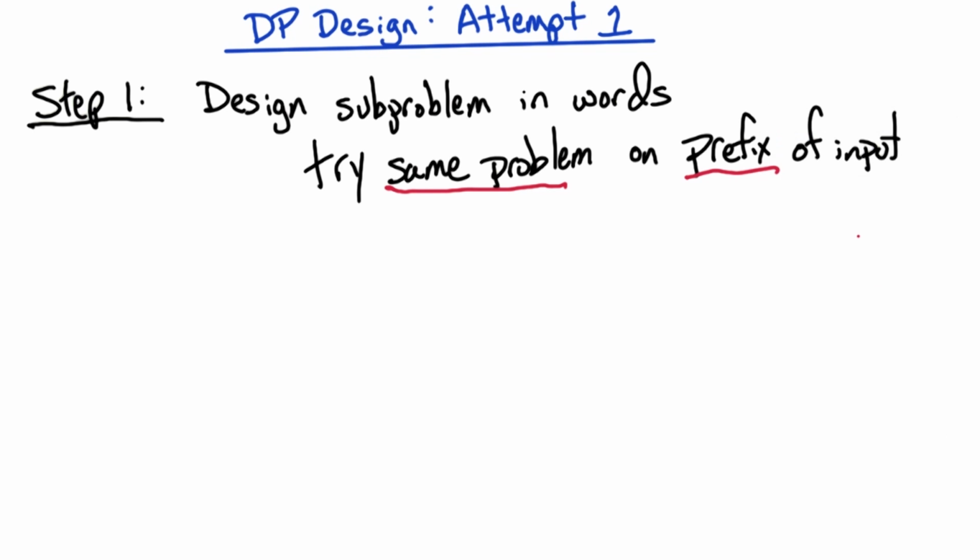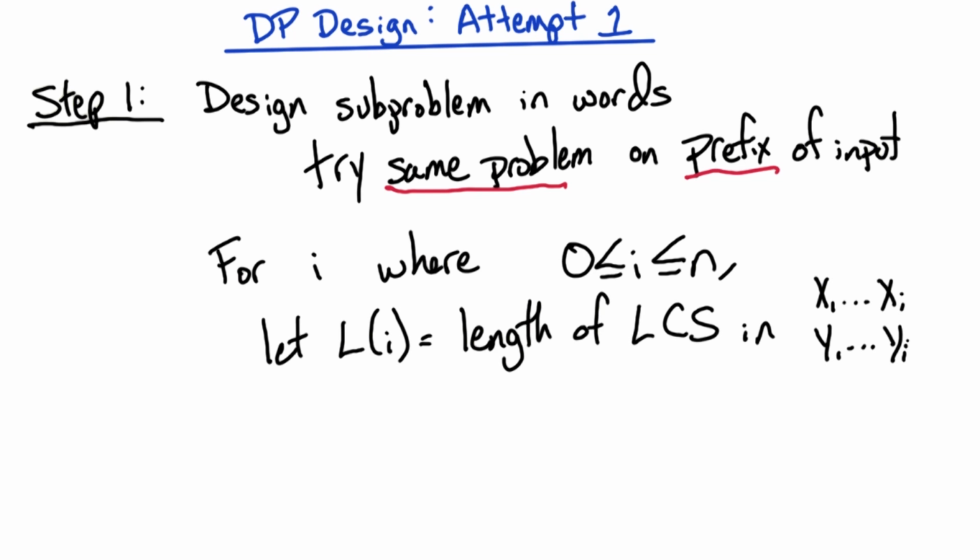So let's formalize that. We're going to have a variable i, which is the prefix length, and the prefix length varies between 0, corresponding to the empty string, and length n, which is our original input. And we define a new function L of i, which is the length of the longest common subsequence in the first i characters of x and the first i characters of y.